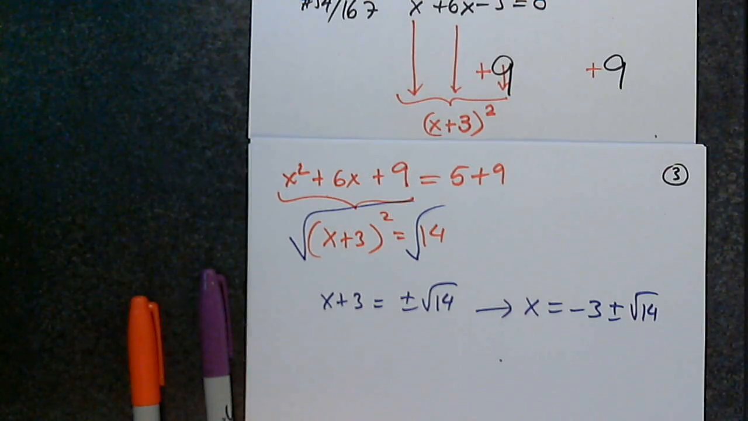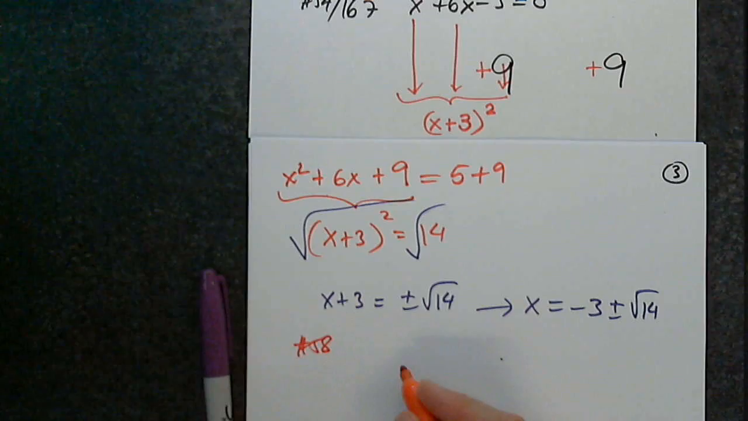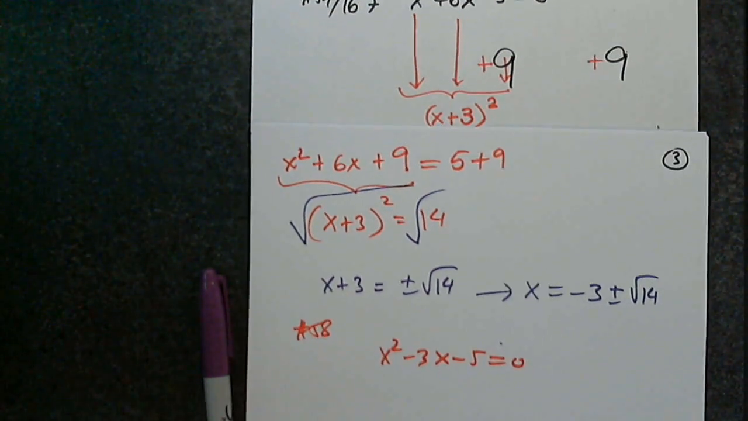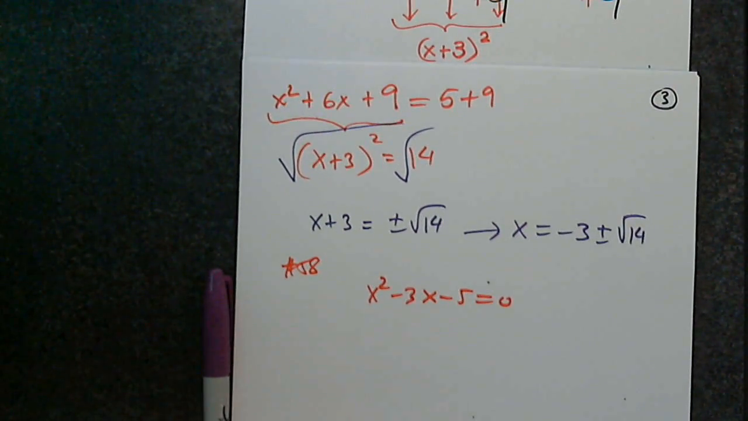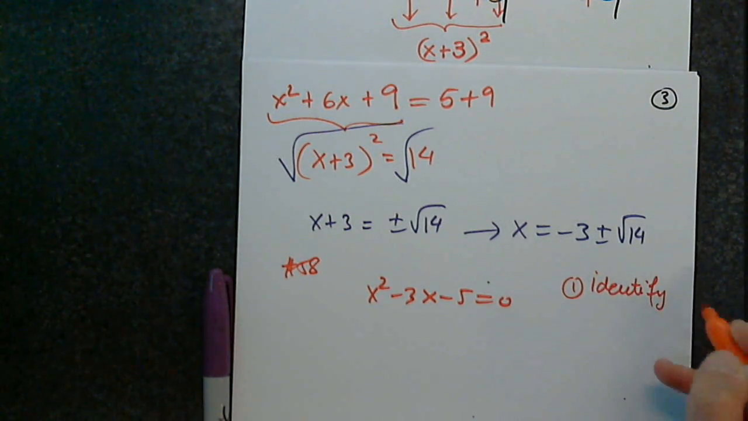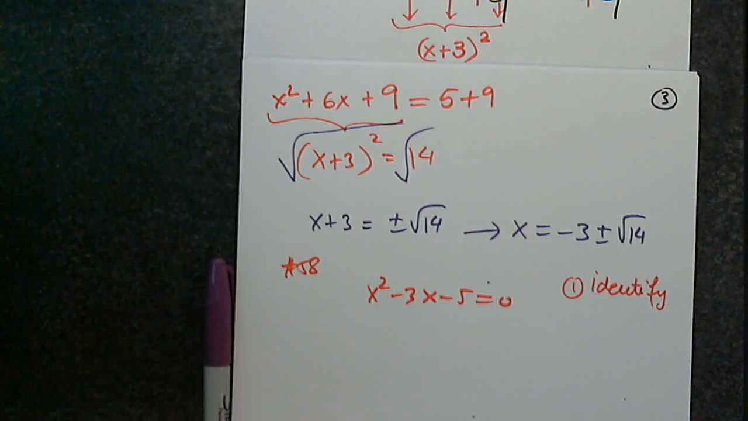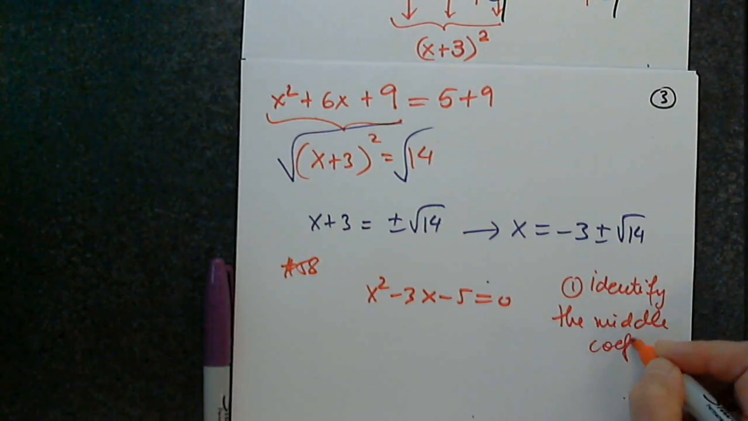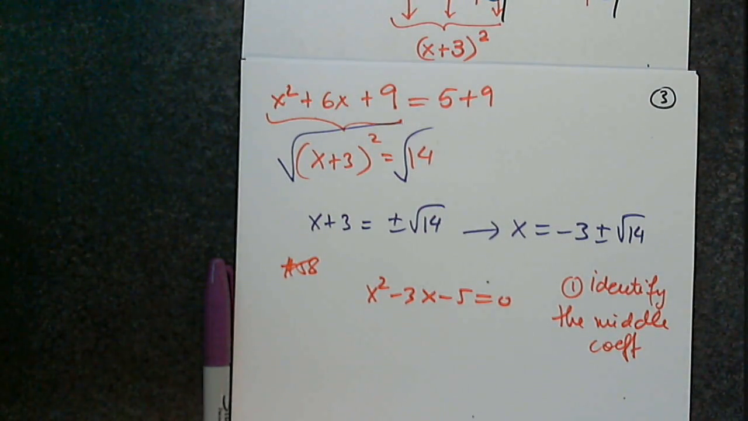Now let me pick another problem. Of course, they can get more difficult. So I'm going to pick one, let's say 58. And x squared minus 3x minus 5 equals 0. And as Ryan suggested, he was right. The first step is identify. So this is for complete the square. Identify the middle coefficient. Can anyone identify the middle coefficient for us?